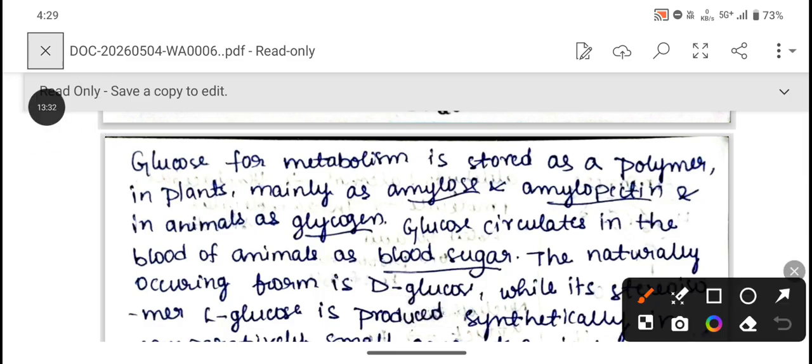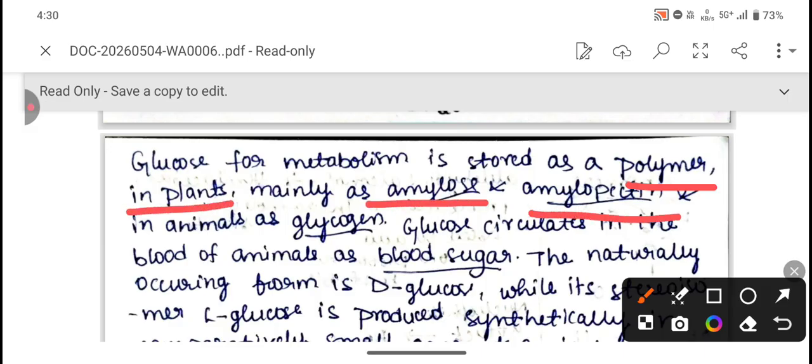So glucose for metabolism is stored as a polymer in plants, mainly as amylose and amylopectin, and in animals it is stored in the form of glycogen. So amylose and amylopectin are the polymers which are the stored forms in the plant body, and in case of animals, the glucose is stored as glycogen, and the glycogen will be broken down into glucose, right?